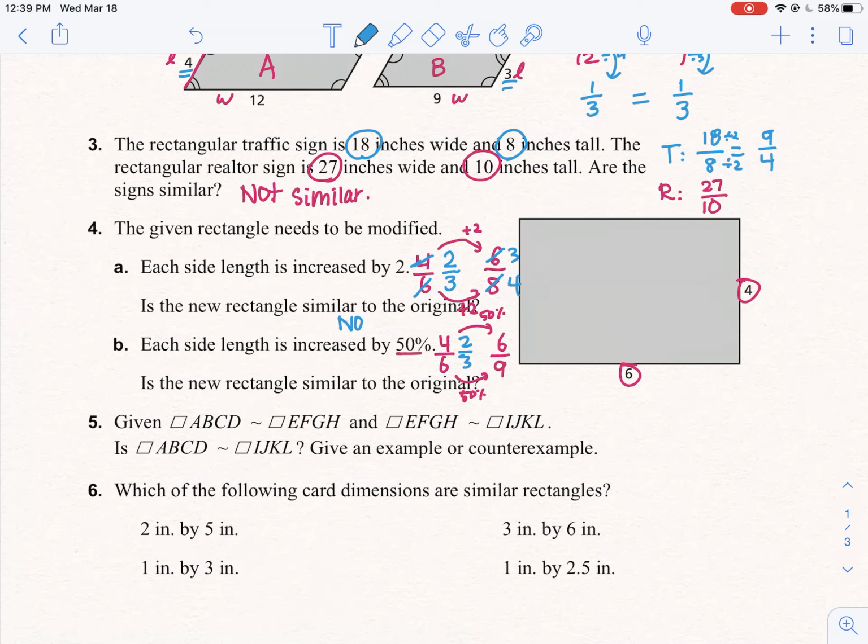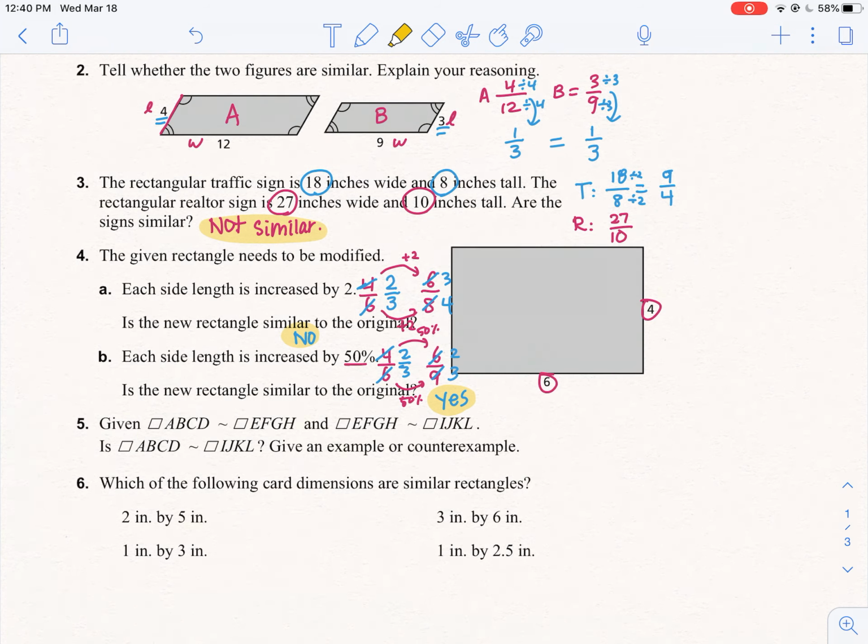And then you simplify. We already know that this is 2 over 3 from our previous question. If you simplify 6 and 9 by 3, then it's going to be 2 over 3. So this one is going to be similar. Okay.